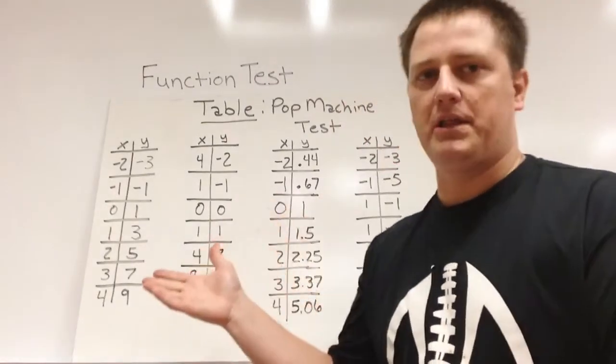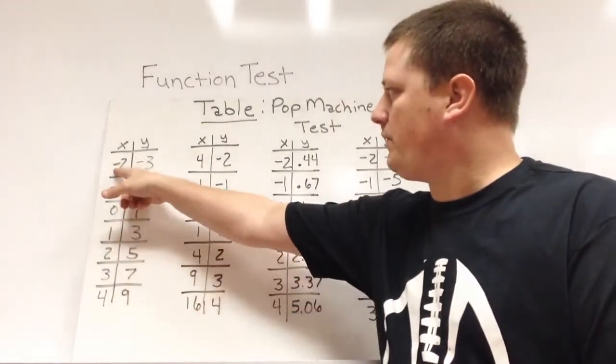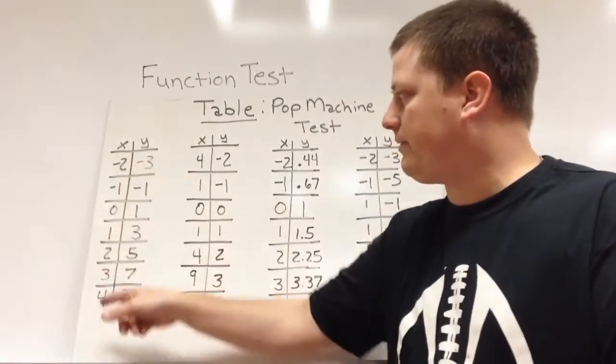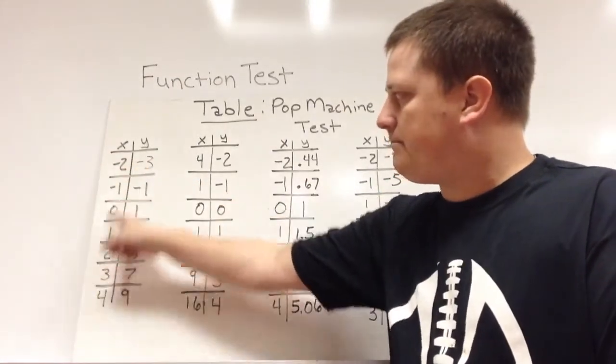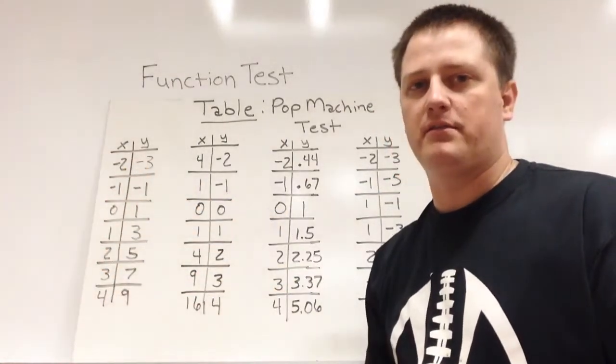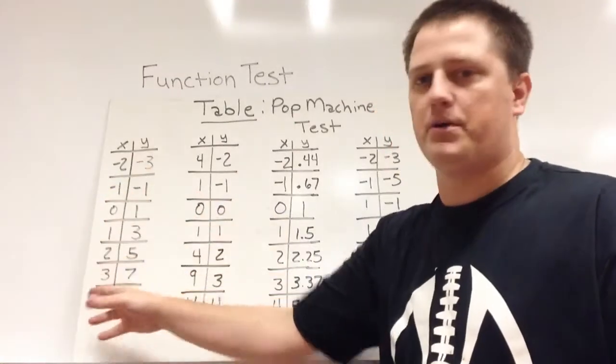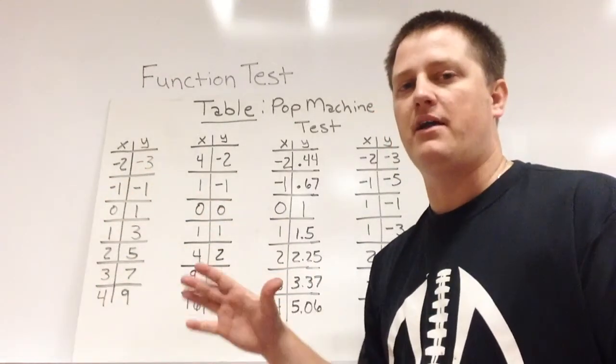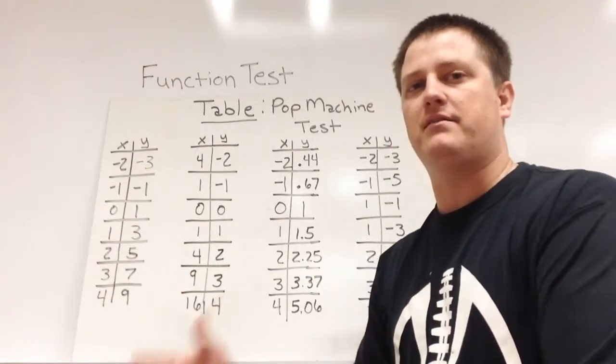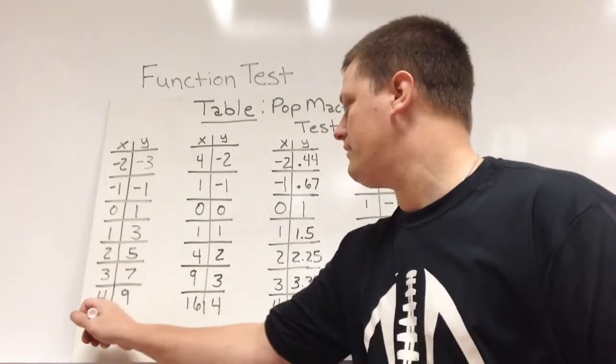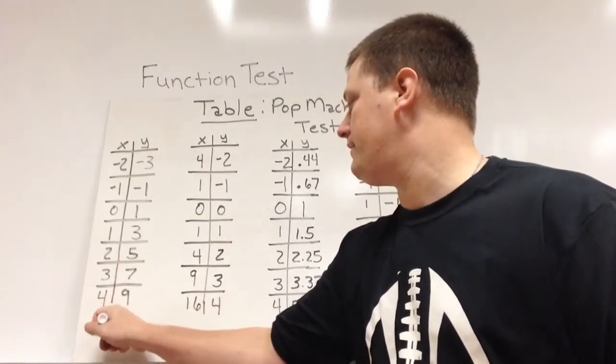So here we look at the first one. We push a -2, we get a -3. We didn't push any of the buttons more than once. So since we only pushed each button once, that automatically means that we got the same answer every time. This is a function.